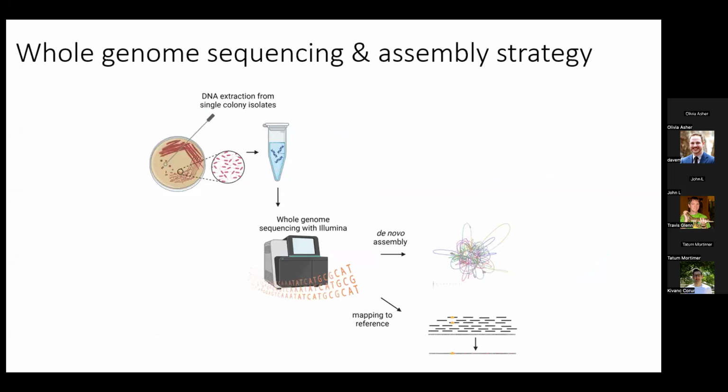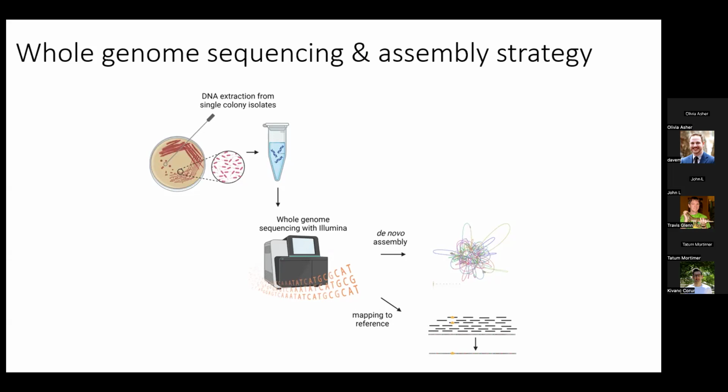Most bacterial whole genome sequencing data uses this general strategy when we're doing surveillance for important pathogens or sequencing in a clinical context. DNA is extracted from single colony isolates that have been cultured from patient samples. Because we're picking a single colony isolate, we're really assuming that this one bacterial cell is representative of the population within a patient, which may or may not be true. Then we extract DNA from that culture, and most whole genome sequencing in bacteria for the last decade or so has been done with Illumina.